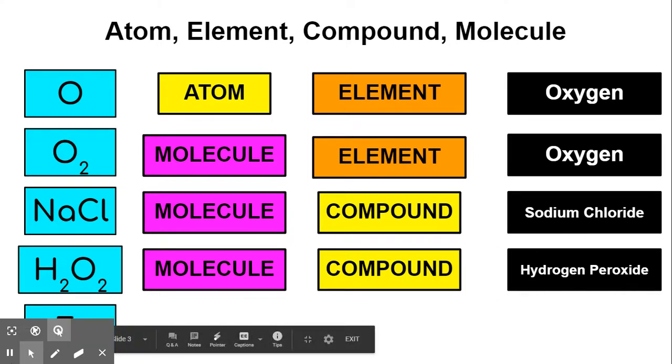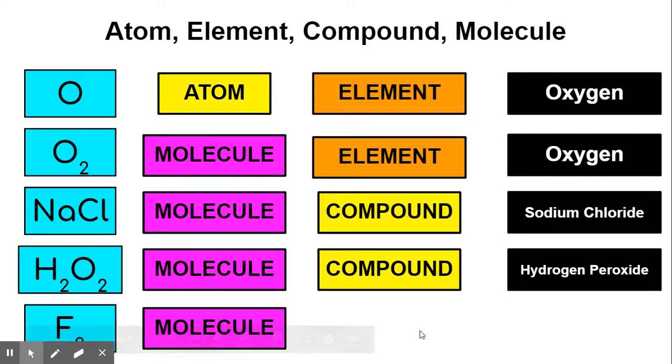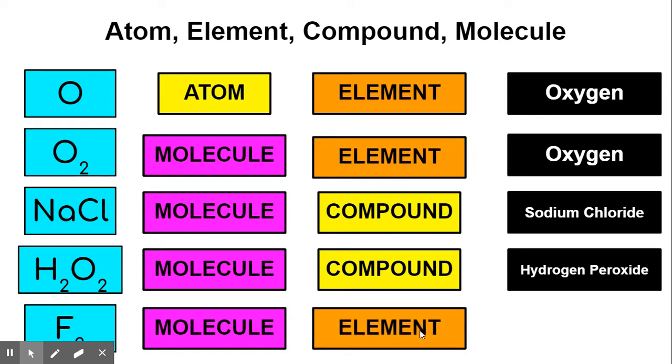And then the last one, I know it's probably a little hard to see, but this is F2. Let me move out of the way there. So that's F2. So that's a molecule because there's more than one atom of fluorine. But because there's only one chemical symbol present, that makes this an element.